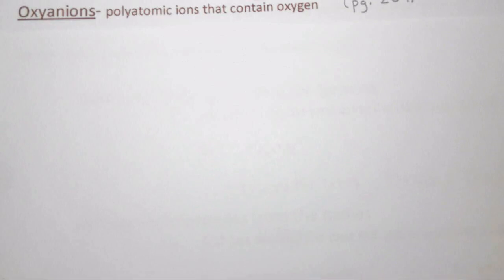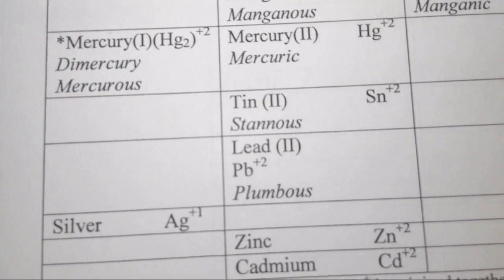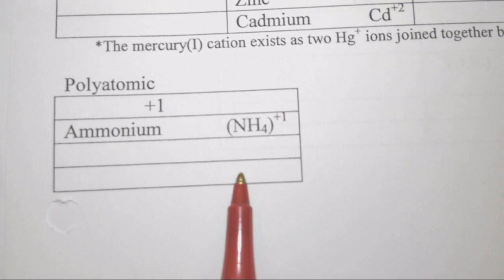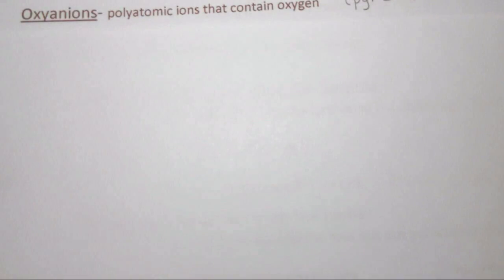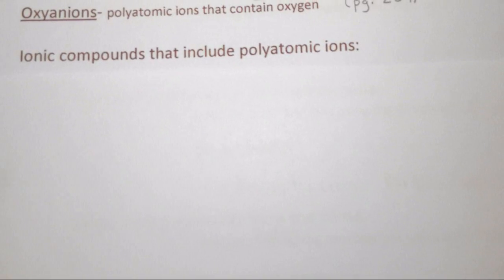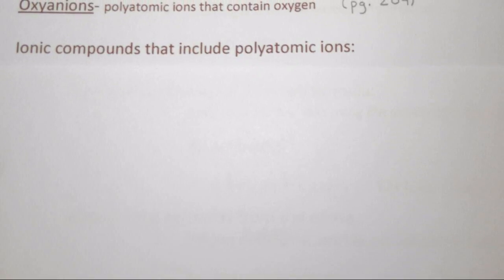The one polyatomic ion that we have on the positive side, you've already learned, ammonium. Notice it's the only one. Okay. So polyatomic ions are almost all anions. Ionic compounds do include the polyatomic ions. And you saw this when we did that test, where you had to draw the pictures. Sometimes they were polyatomic ions.